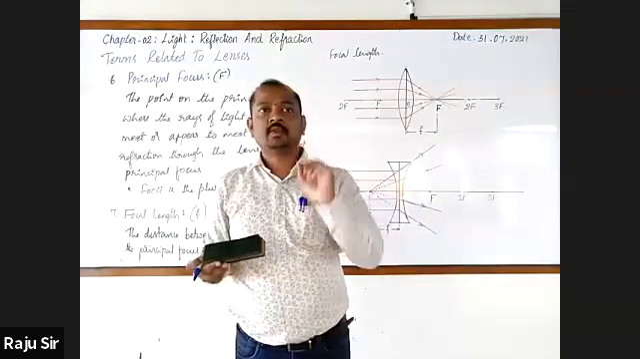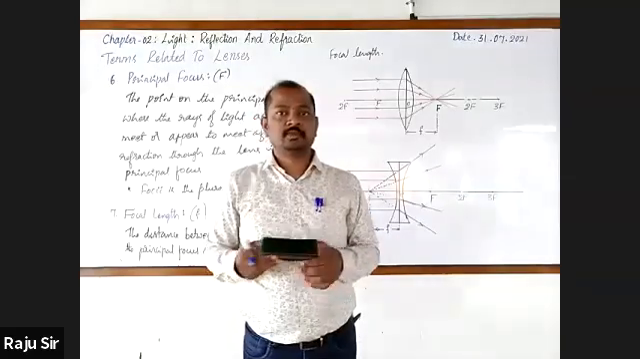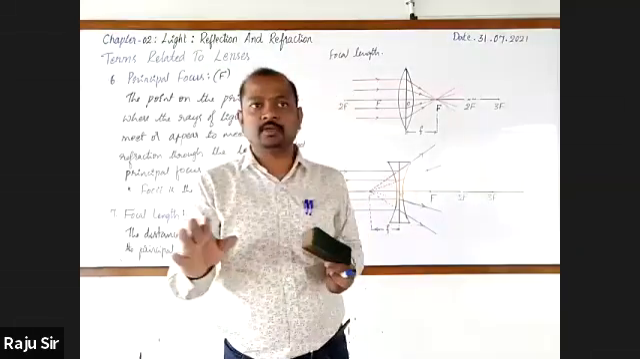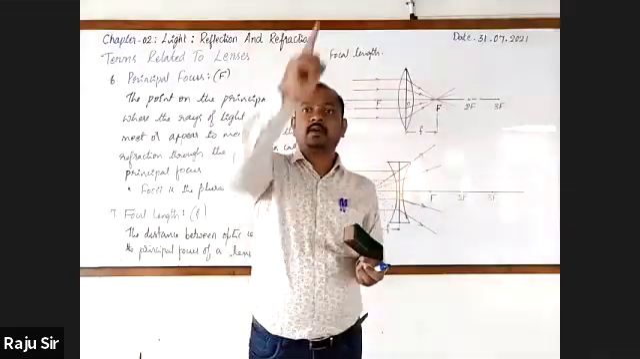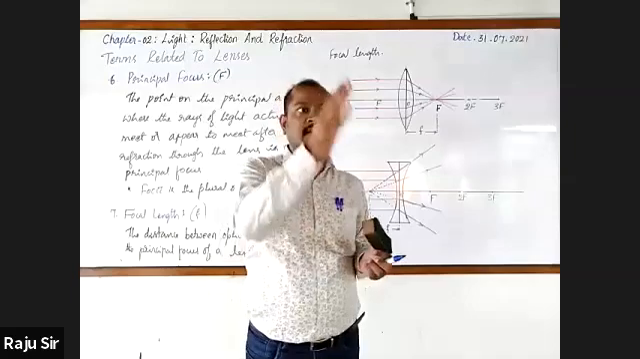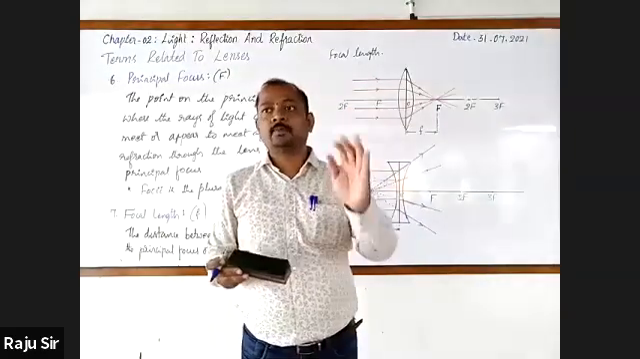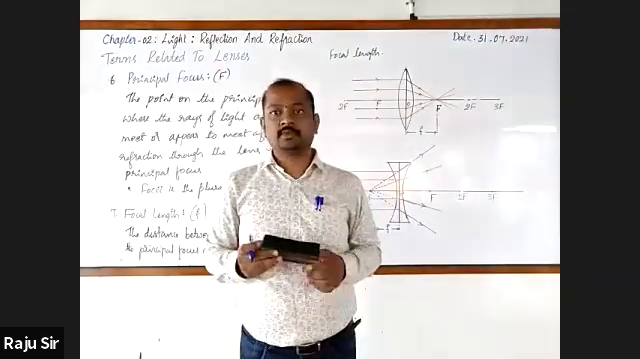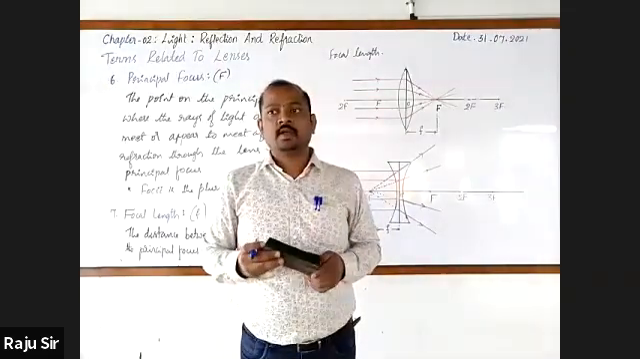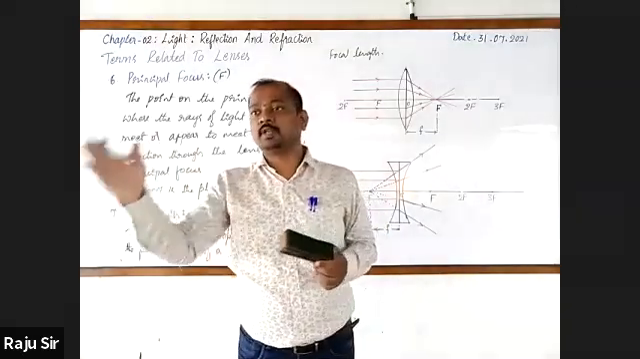One more: same size as the object, or a point image. These are the possibilities. Once more, I remind you: magnified or highly magnified, diminished or highly diminished, equal size, or point image. And the position of the image all depends on the position of the object.